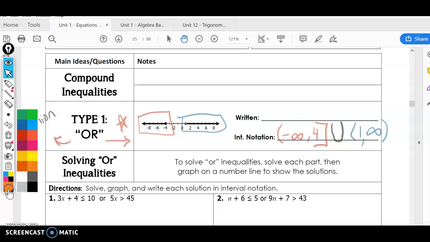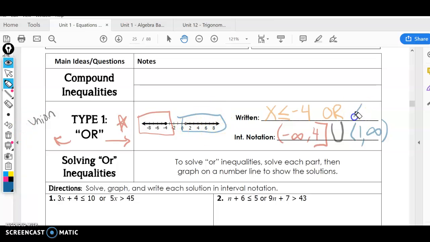I'm going to start with the orangish one, and that's written as x is less than or equal to -4. And then since there's another one pointing in the other direction, all you need to write is OR. And that one in blue looks like x is greater than, open circle, 1. Those are OR inequalities where the graphs point in opposite directions.